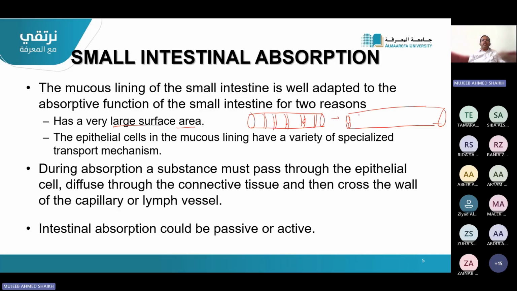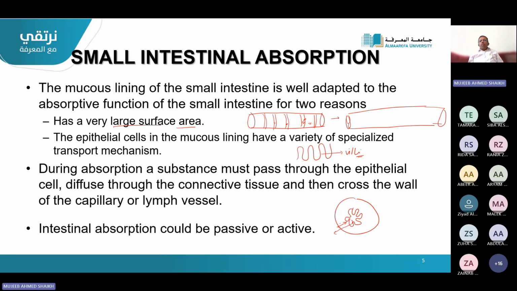Then if you go to the mucosa, you will see that it is folded like this. Even on this smooth area, it is folded. These are called the villi. If I draw it in circular form, here is the lumen, and here are all the layers. So these are the villi here. These villi again make the surface area bigger.